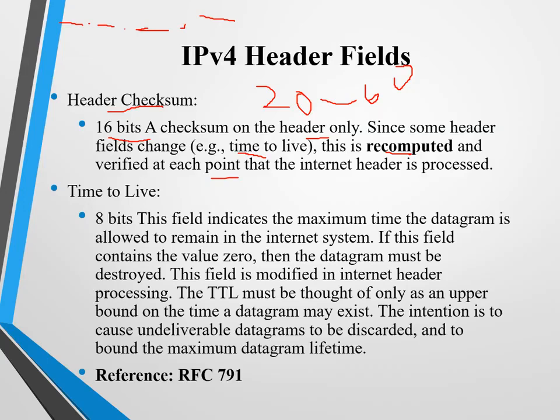So this field is modified in internet header processing. So TTL must be thought of only as an upper bound on the time a datagram may exist. So the intention is to cause undeliverable datagrams to be discarded and to bound the maximum datagram lifetime. और ये बात RFC 791 में रेफरेंस की गई है.